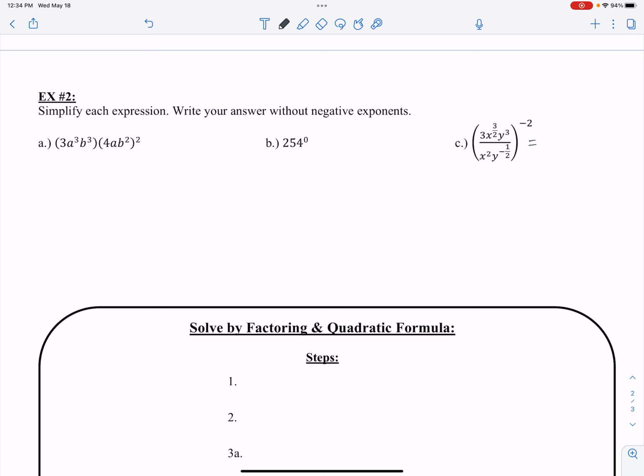Okay, so example 2A, I have lots of things going on here, right? I'm going to be multiplying my like bases, so I am going to have to add some exponents, but I also have something being raised to a power. So I'm using two different rules. I am going to have to take care of this power first. So I have 1, 2, 3 items in that group of parentheses. I'm going to raise all of them to the power of 2.